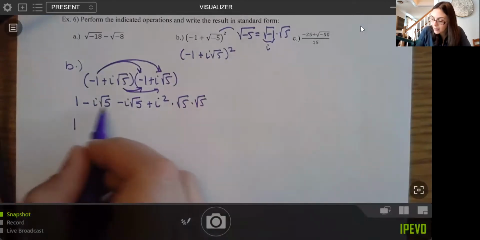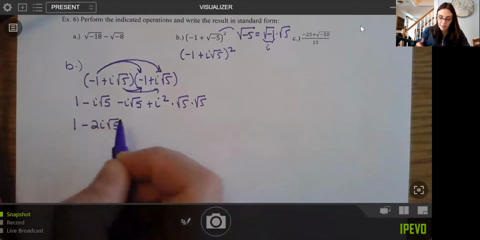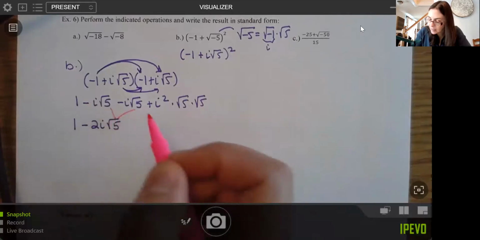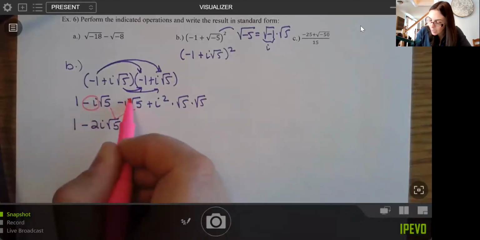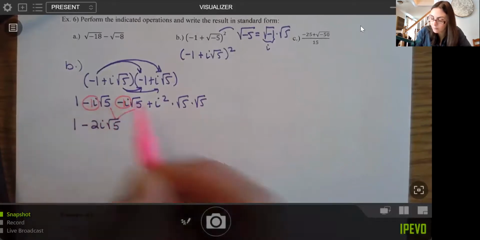I'm going to combine my like terms here. So I have -2i√5. Now remember, when you're adding and subtracting with roots, it's kind of like variables. That √5 stays. And then you're combining the minus i and the minus i. So that's how I get the -2, right? Because there's a 1 there and a 1 there.